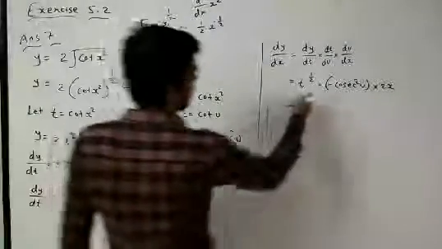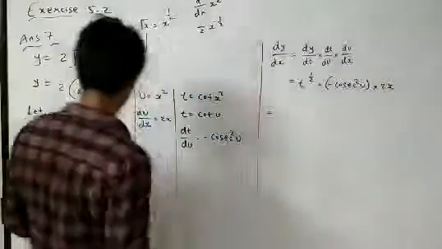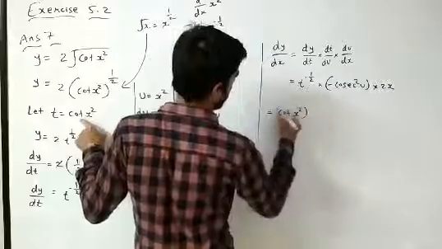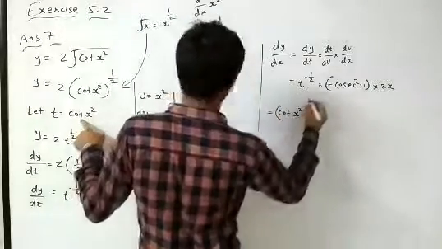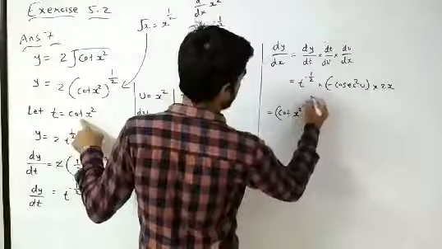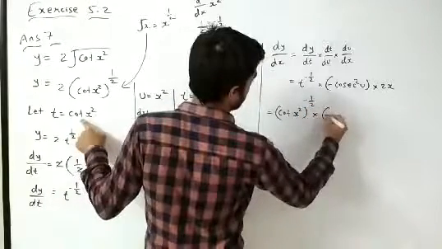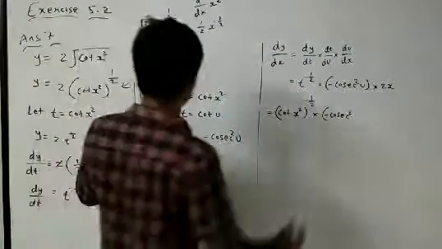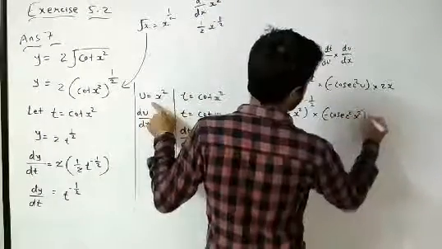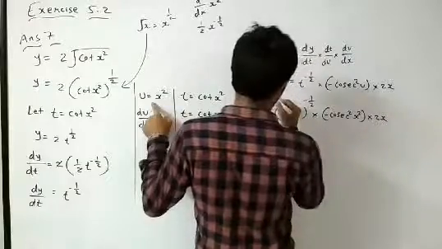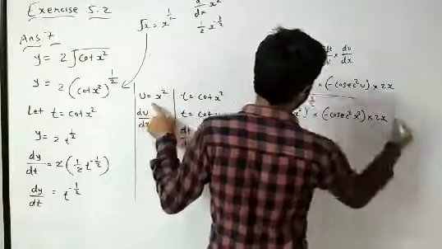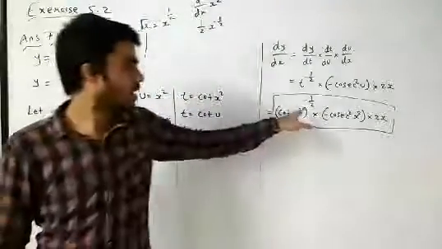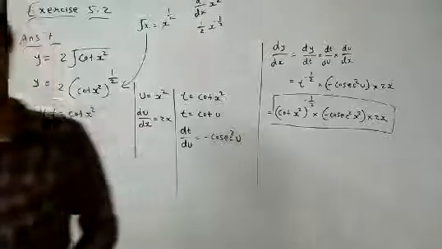So t raised to minus half, I am writing it as t, we have cot x square, so cot x square raised to minus half, minus cosec x square u. U we have, that is x square, and 2x. Now you have to simplify this. Simplify this means cot x square raised to minus half, so 1 by under root of cot x square. So now you can solve.